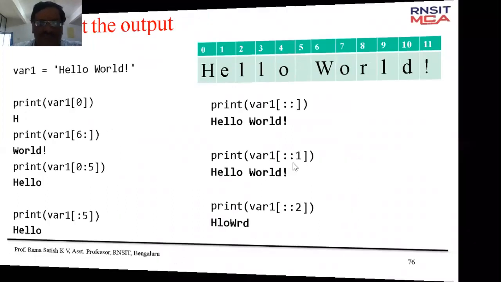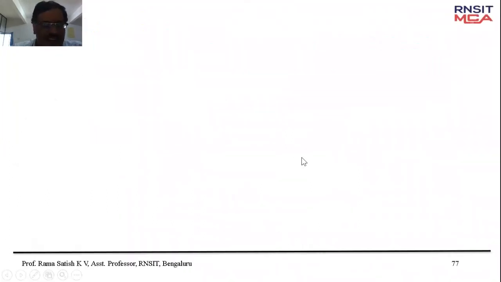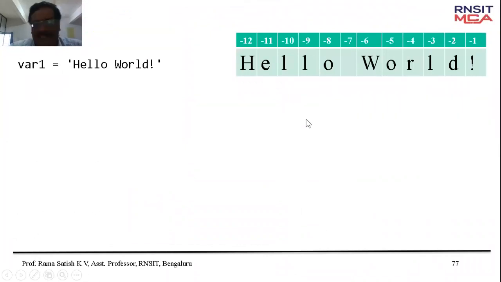Next one is very fantastic. This is also predicting the output. Here it is negative numbers. Now you will have a nice time. Observe the diagram now: -1, -2, -3, -4, -5, -6, -7, -8, up to -12. The positive indexing is starting from 0, 0 to 11. Here it is -1 to -12. Now, get ready to answer.